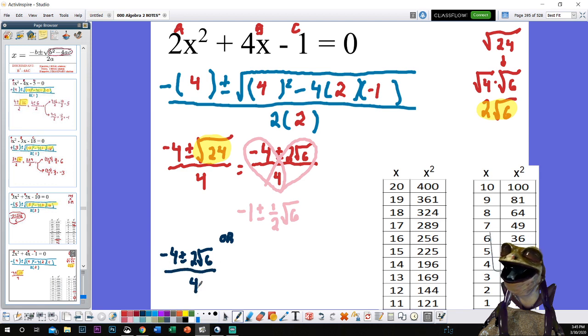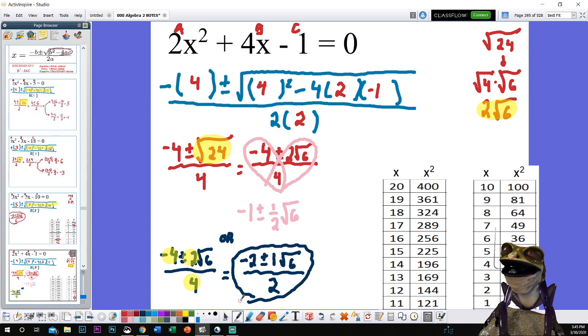Another way is to look at the numbers outside the square root and see if you can divide them all by the GCF. Well, 4 and 2 and 4, what can I divide into all those? I can divide them all by 2. So let's do -4 divided by 2, 2 divided by 2, copy the square root, and then 4 divided by 2. So you could have this answer as well.